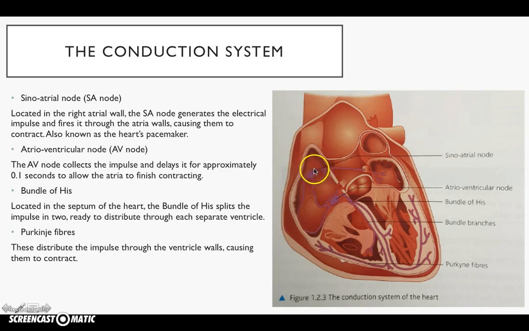So, an electrical impulse is initiated here, causes the atrial walls to contract, forces blood into the ventricle. The AV node then delays the impulse so that the atrium can finish contracting, so all the blood is now in the ventricle. The message gets sent down the bundle of His and splits into two, goes off to the Purkinje fibres. The Purkinje fibres then distribute the impulse through the ventricle walls, causing the ventricle walls to contract, and that is a heartbeat. That is as simple as it gets.